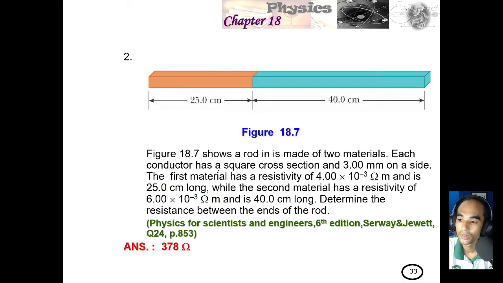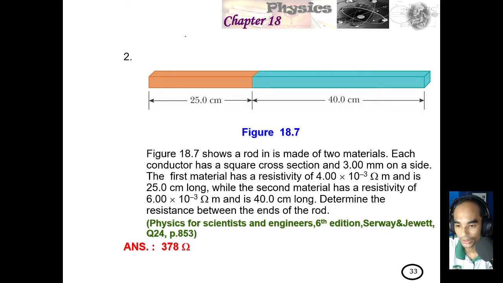Okay, this is question number 2. We have two rods made from two materials. Each conductor has a square cross-section 3.00 millimeter on the side. The first material has a resistivity of 4.00 times 10 power negative 3 ohm meter and is 25.0 centimeter long, while the second material has a resistivity of 6.0 times 10 power negative 3 ohm meter and is 40.0 centimeter long. Determine the resistance between the ends of the rod.